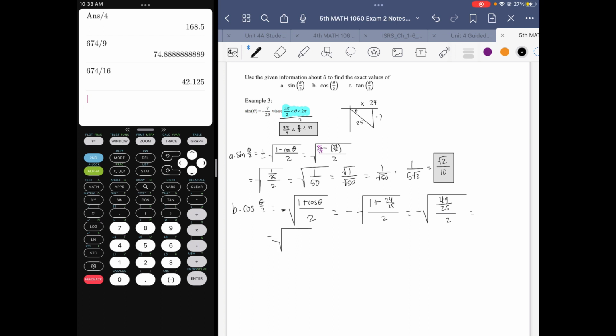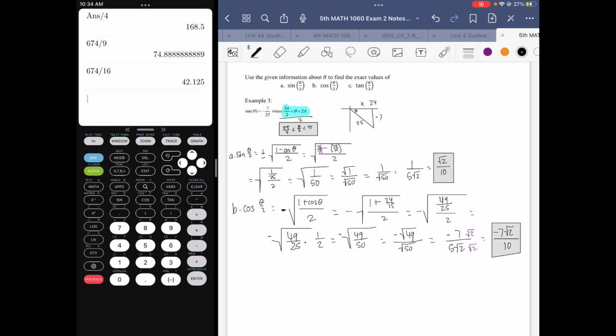of keep, change, flip, which comes out to the negative square root of 49 over 50, which is the negative square root of 49 over the square root of 50, which equals negative 7 over 5 square roots of 2. And again, I'm going to rationalize the denominator here. I just think it makes it easier to work with in the long run. Which equals negative 7 root 2 over 5 times 2 is 10.